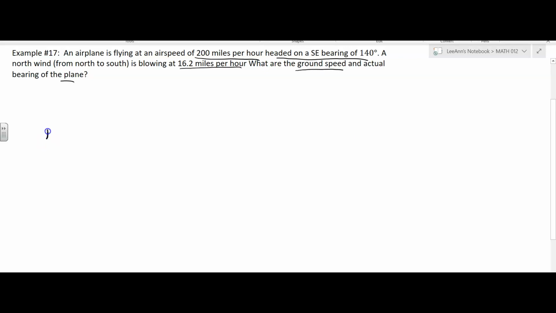So I'm going to draw a north. Now bearings, that's like a whole other topic when we talk about the bearing of a plane or a boat or something like that. So this bearing is going from the north, and it's going in a southeast direction. So it's coming down this way. Southeast would be this direction. Okay, and that's the plane.